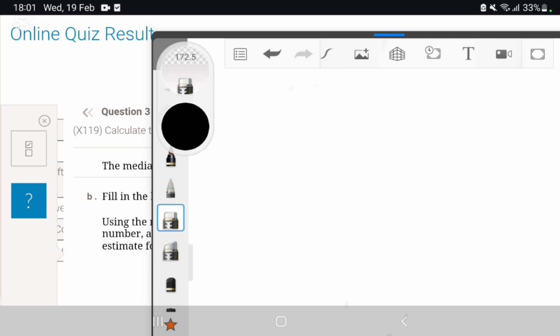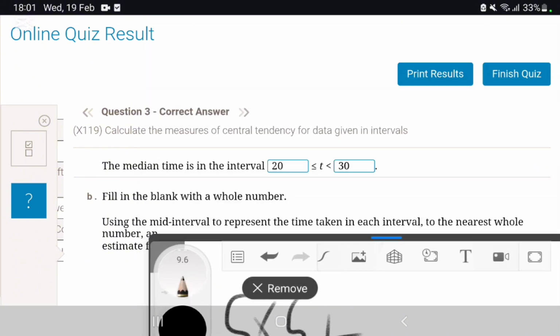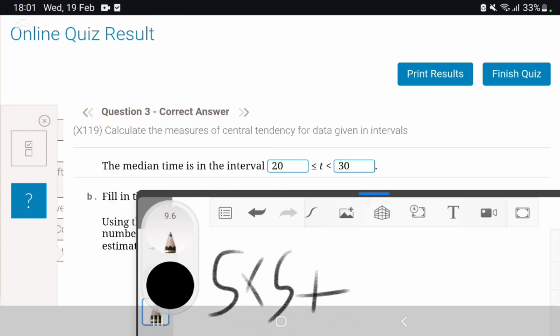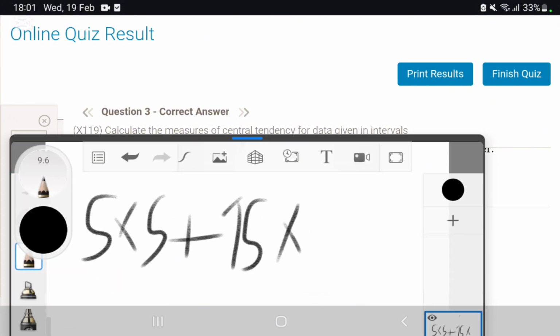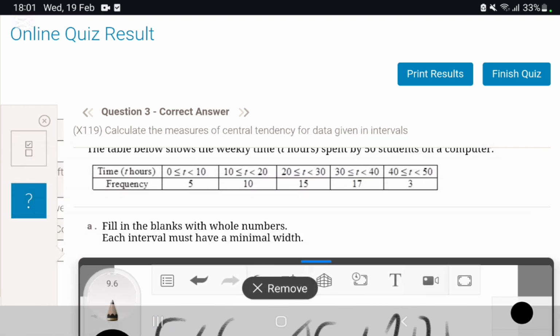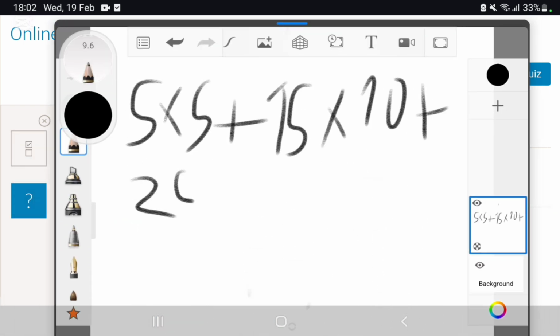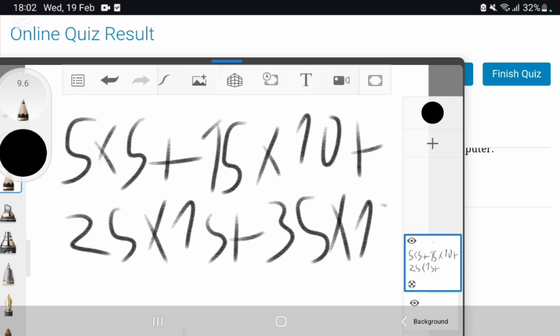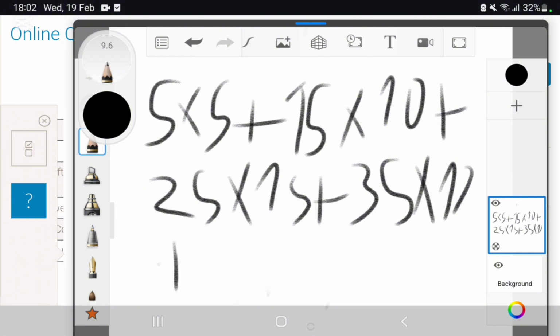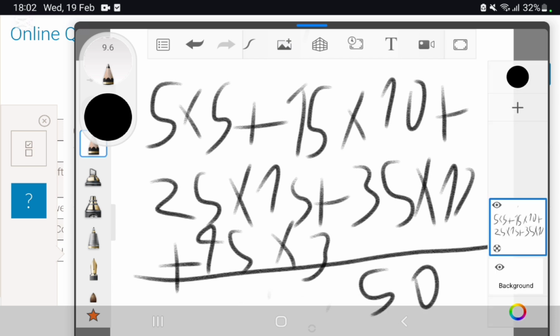Okay, so now we're going to find the mean by doing 5 times 5 plus 15 times 10 plus 25 times 15 plus 35 times 10 plus 45 times 3, all of that divided by 50.